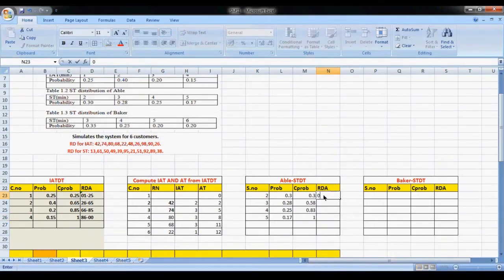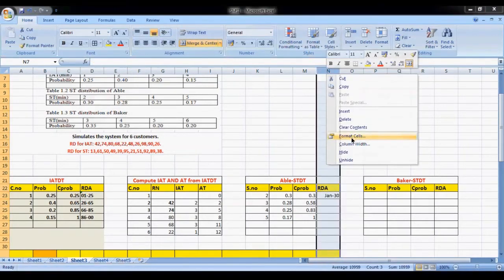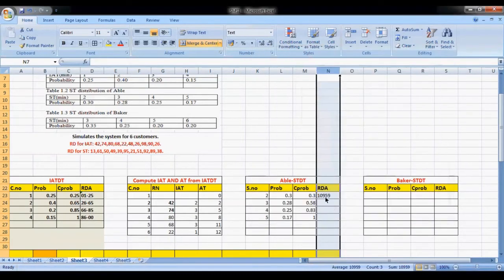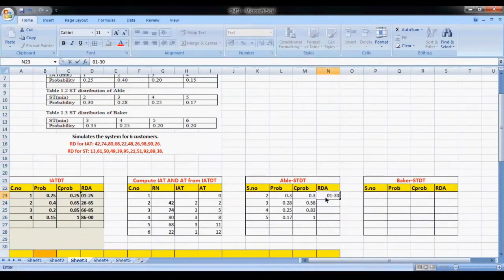So the random digit assignment for the first is 1 to 30, for the second is 31 to 58, for the third is 59 to 83, and for the next is 84 to 00. Now let us make the service time distribution table for the other server.